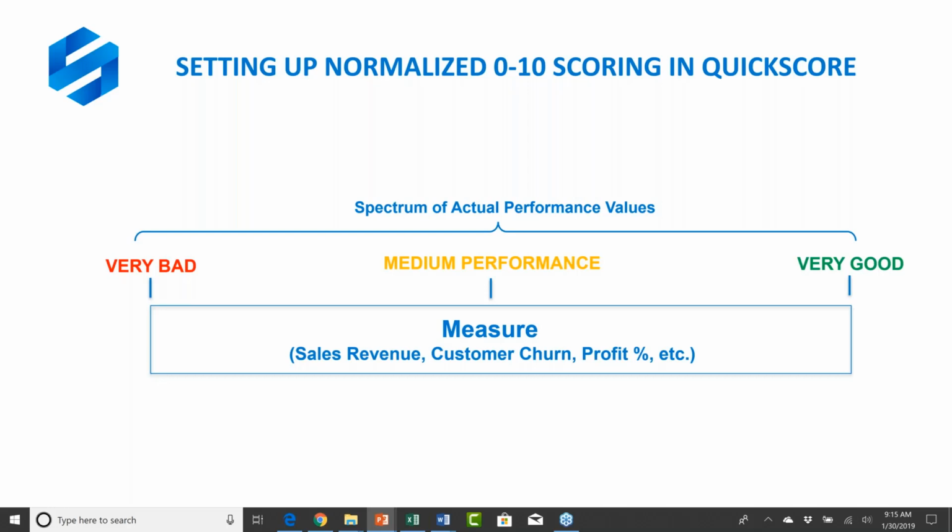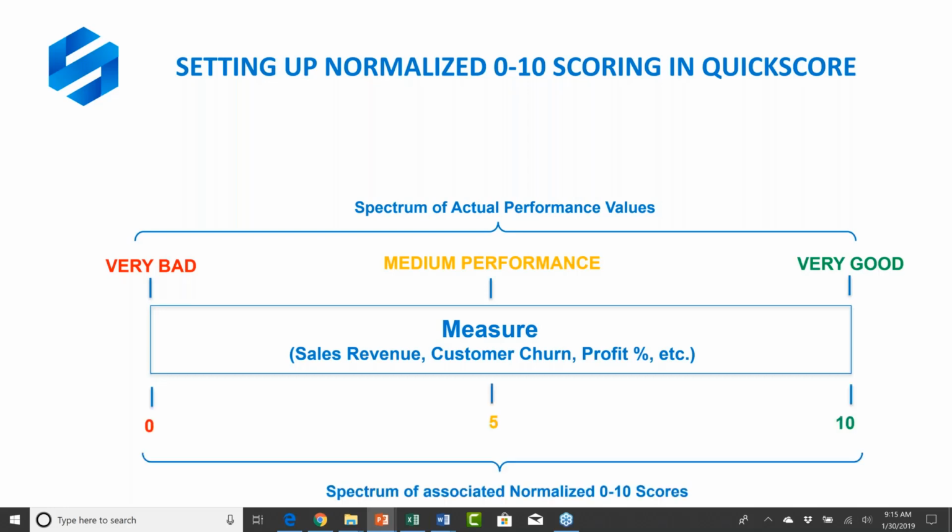And what you do is, if you will, translate or introduce or teach the QuickScore system how to translate those actual values into normalized scores on a spectrum of 0 to 10. So your very bad, or we'll call it worst value, will be aligned with a normalized score of 0. Your very good, or best value, will be aligned with a normalized score of 10. And in between, middle performance will be somewhere in between 0 and 10.